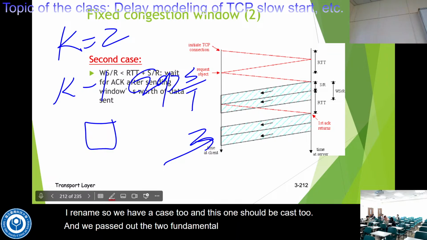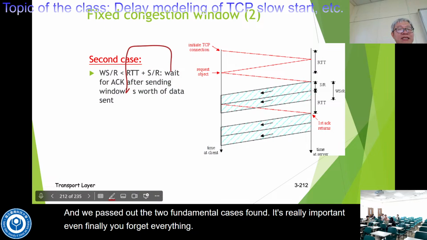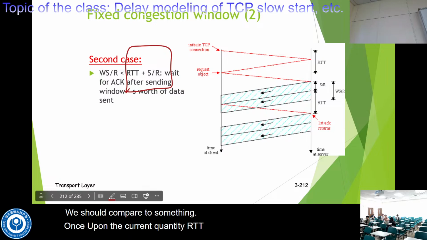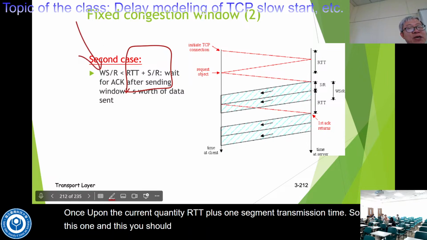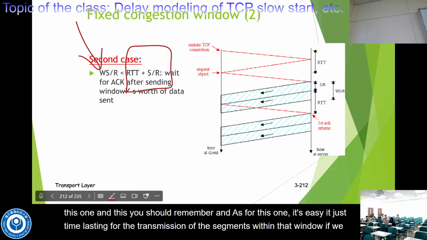But finally, it's really important. Even if finally you forget everything, however, this is the first term. We should compare to something. What's the quantity? The current quantity: RTT plus 1 segment transmission time. This you should remember. And as for this one, it's easy. It's just the time lasting for the transmission of the segments within that window if we have the full window.